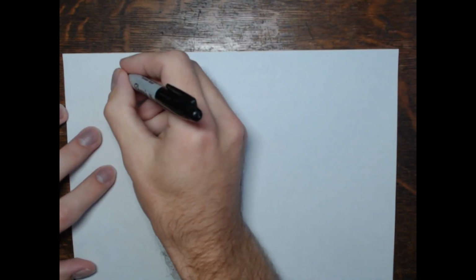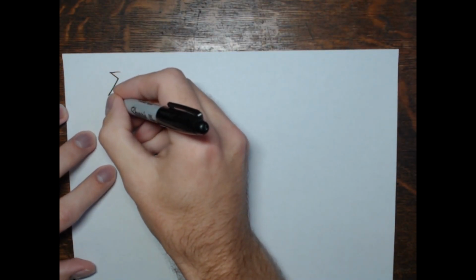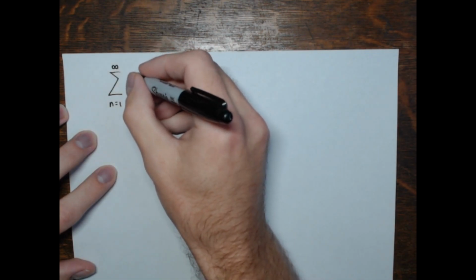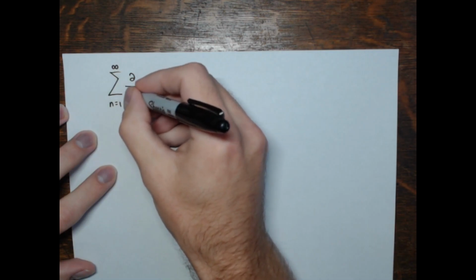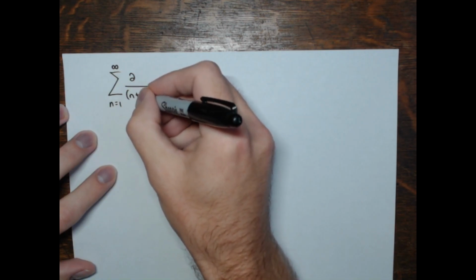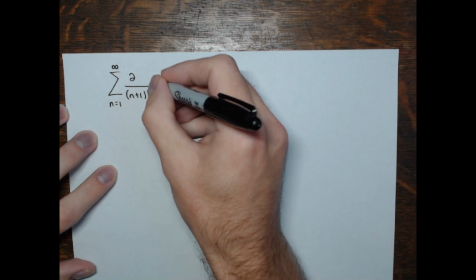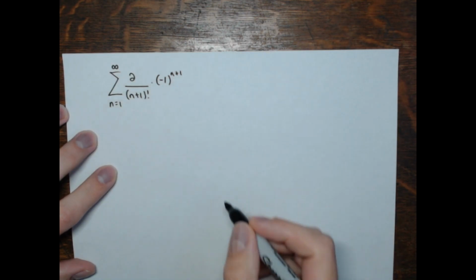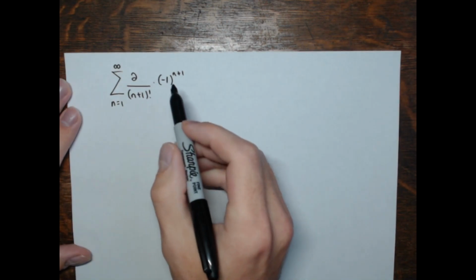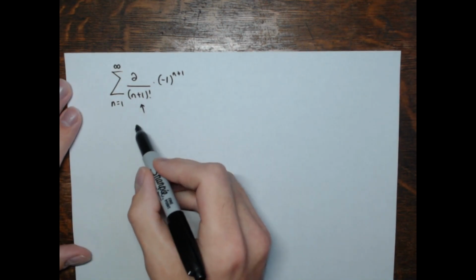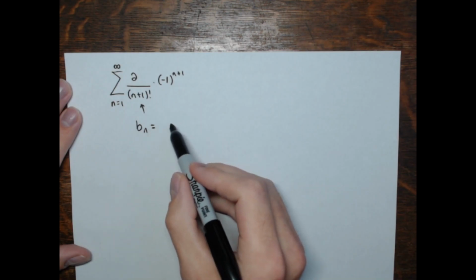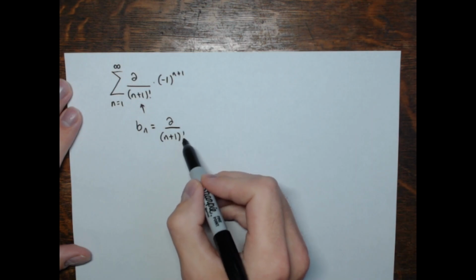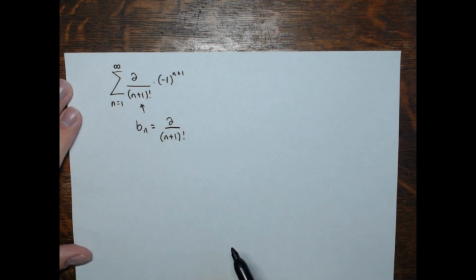So we've got the sum from n equals 1 to infinity of 2 over n plus 1 factorial, times the thing that'll cause it to alternate, negative 1 to the n plus 1. Remember, this is called the b sub n from the alternating series definition. It's 2 over n plus 1 factorial. These are the terms that are alternating in your sum.